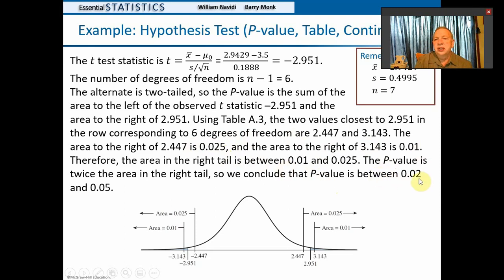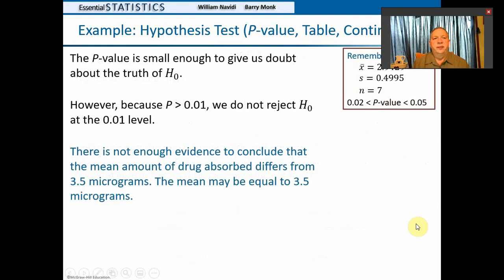So we're checking at the alpha 0.01 value. Are these probabilities less? No. So we can't reject H0. The p-value is small enough to give us some doubt about the truth of H0. However, because p is greater than 0.01, we do not reject H0 at the 0.01 level.